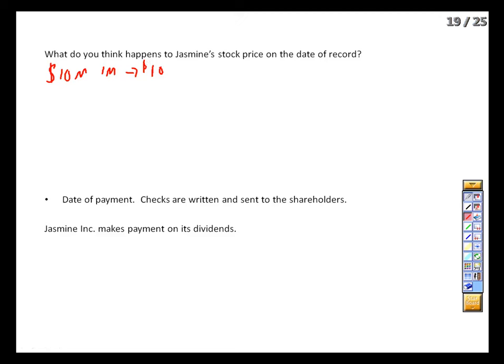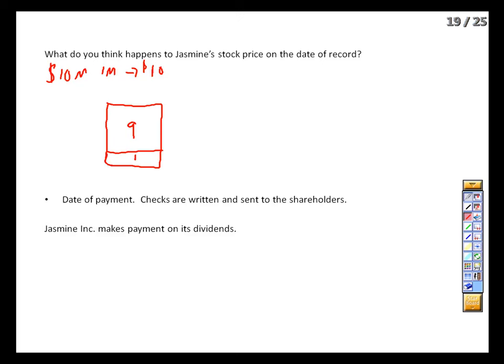Now, that $10 million of value includes $1 million of cash and $9 million of other stuff. So, if you were to buy a share of Jasmine, and here's our share of Jasmine, you would get $1 of cash, and you would get $9 of other assets. Now let's hold all that constant over time just for the sake of simplicity.